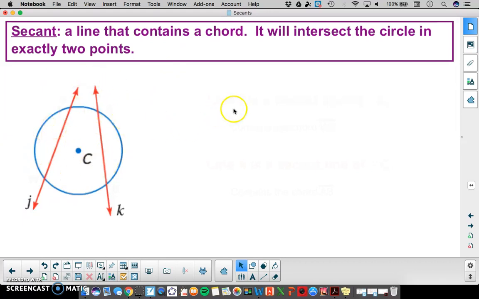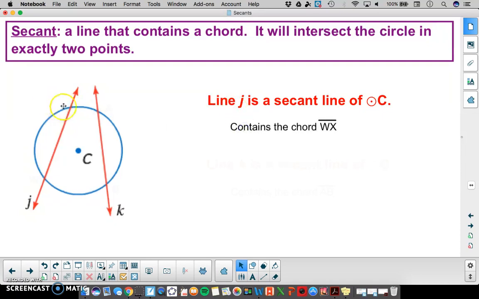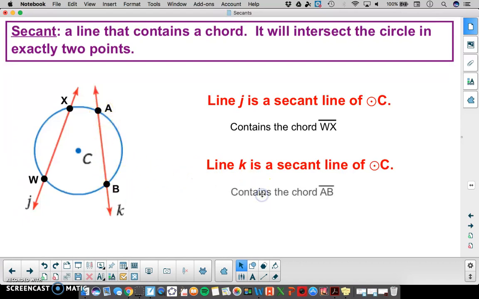In our diagram here, line J is a secant line of circle C, and it contains the chord WX. So that segment is the chord, and the line J is called the secant line. Line K is also a secant line of circle C, and it contains the chord AB.